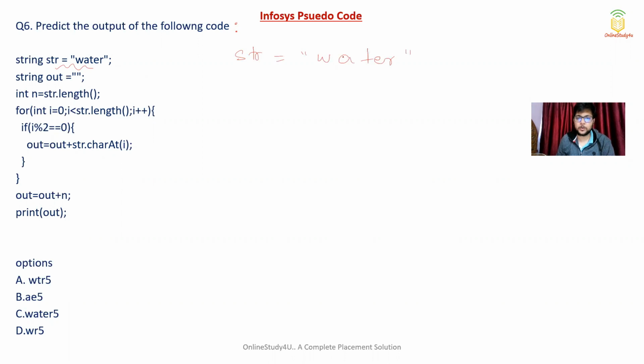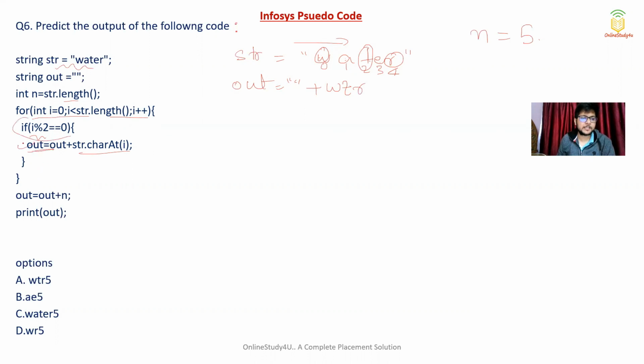The indexes of this are 0, 1, 2, 3, 4, 5. So I have out, which is null initially, and now str.length, which is 5. So now I'm iterating over the entire length of the string 0, 1, 2, 3, 4. And I'm checking if the index i mod 2 is even. If it is even, what are the even indexes? W, T, and R. If they are even, I'm saying out is equal to out plus charAt(i). So basically I'm just concatenating it here. First it will concatenate W, then T, then R, right?